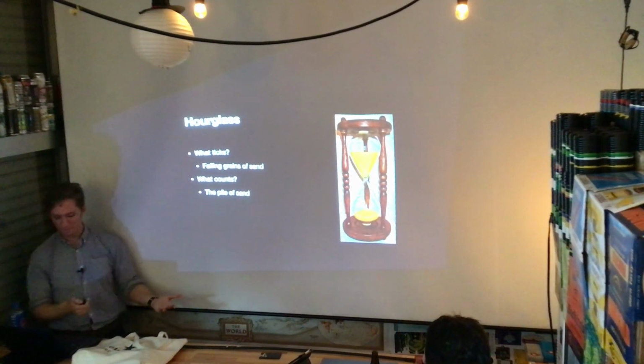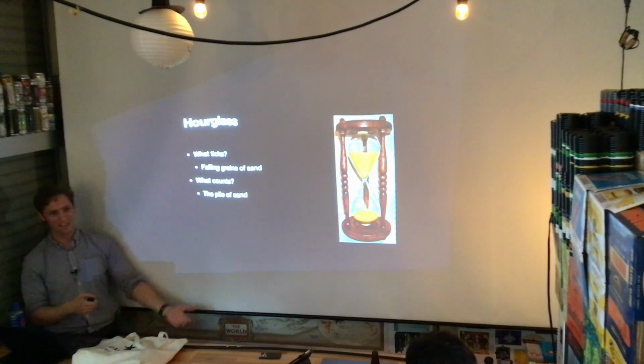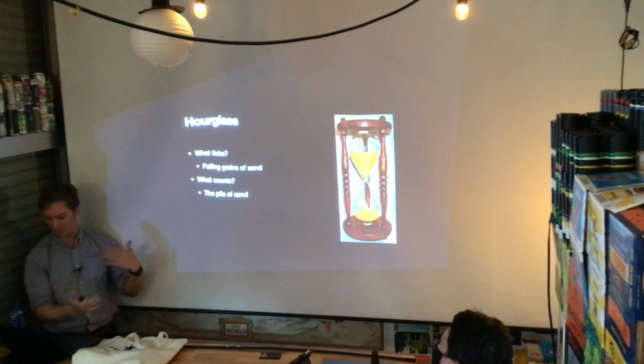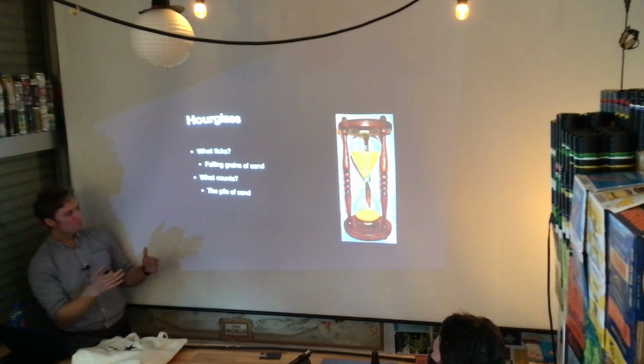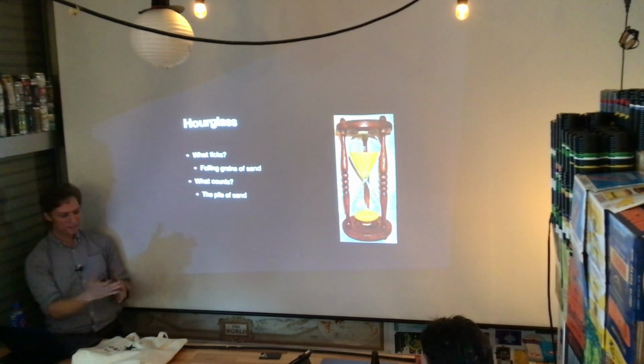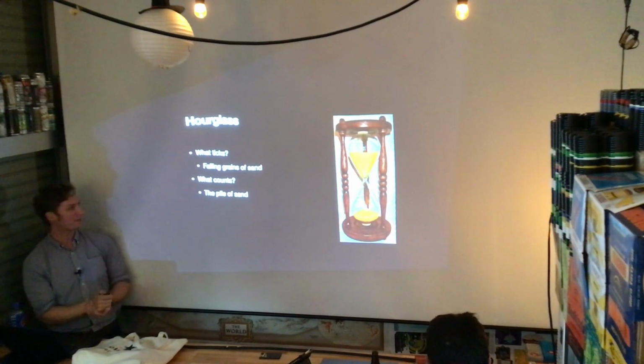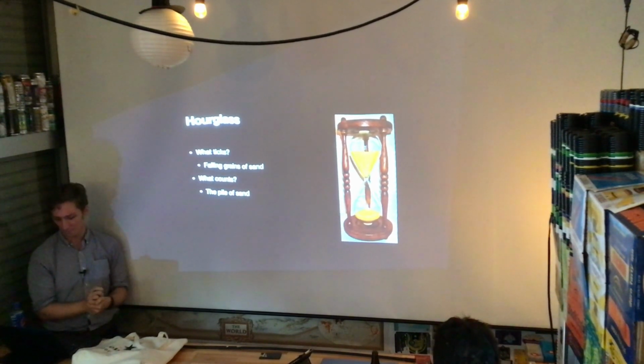And you notice that basically in all the early clocks, like sundials, it's all the same thing. Because they notice that some process happens slowly, and they notice we can find a simple way to count it, like with the shadow on the sundial. So they make clocks out of it. So that's the hourglass, a pretty simple, basic clock.